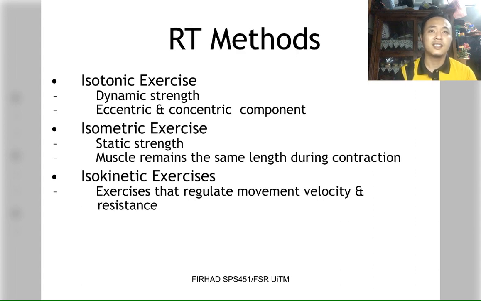This is static strength and the muscle remains the same length during contraction. For example, you do plank. Because during that time, your muscle is contracting but at the same length. Eccentric doesn't happen, concentric also doesn't happen. So that is constant length of your muscle. And the last one is isokinetic exercise, an exercise that regulates movement velocity and resistance.